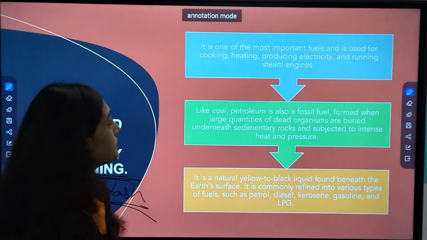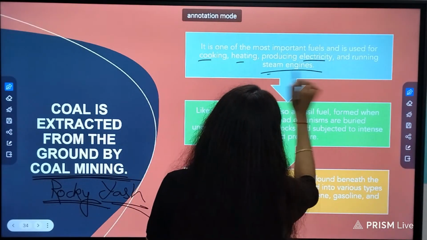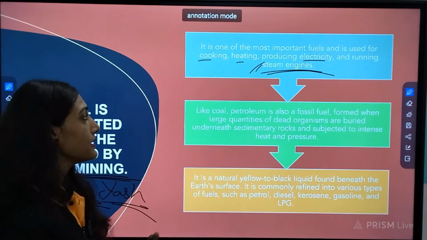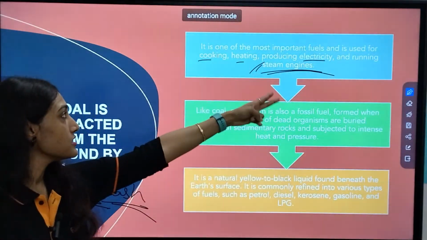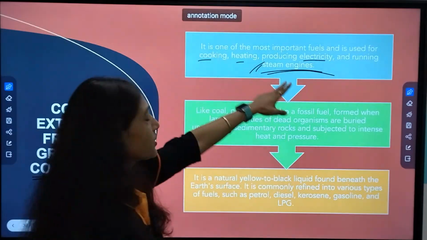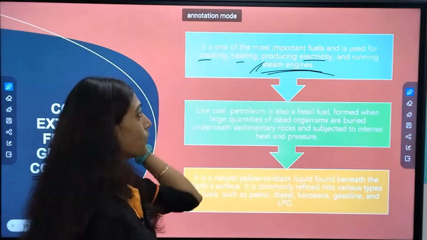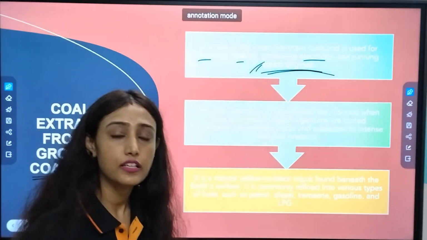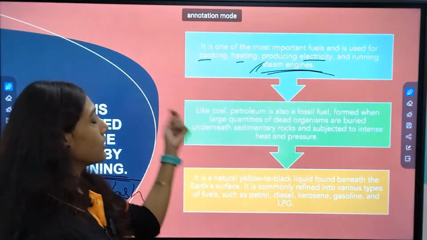So it is one of the most important fuels and used for cooking, heating, producing electricity and running steam engines. Nowadays you don't see steam engines, but previously when the electric engine was not invented, steam engines used to run on coal. Now it has been replaced because it causes lots and lots of pollution. So to reduce that, nowadays steam engines are being replaced. But still if you go to Darjeeling and all, you can see toy trains with steam engines which are still run by coal.